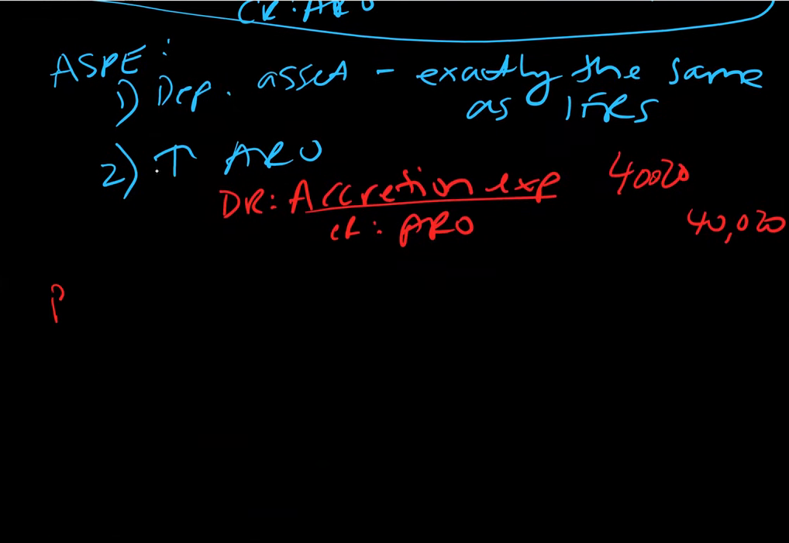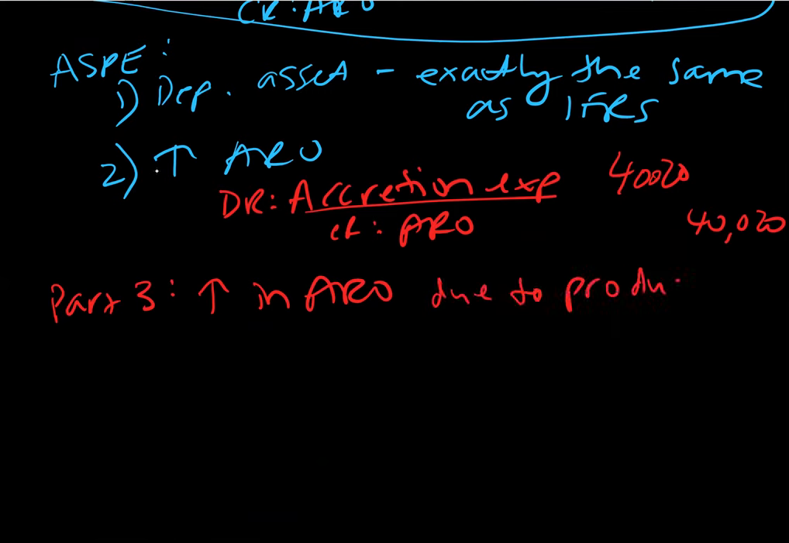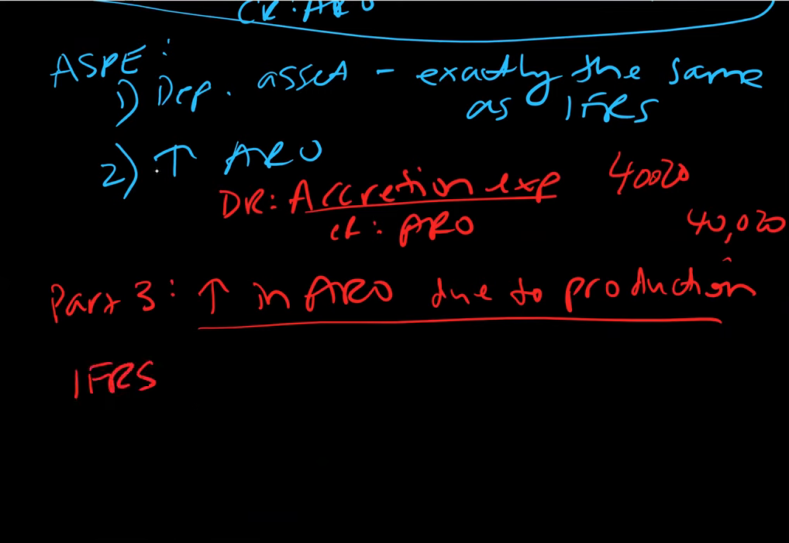So let's go part three, increase in ARO due to production. So this is a different type of increase. It's not time value of money, it's due to the production. So what this looks like is, so IFRS, how would IFRS record this? IFRS is going to go debit inventory. So it considers this increase in the ARO to be related to inventory because it's related to taking more oil. Therefore it should be a product cost.